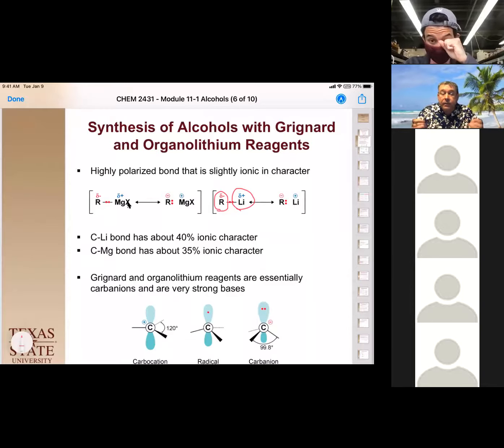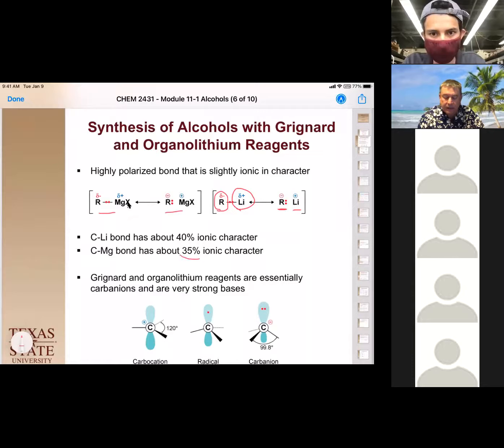Okay. So if that were to ionize, it would end up giving us a true nucleophile with a negative charge on our carbon, and then a counterbalancing positive charge on the metal. The same thing would happen in the magnesium here, but its ionic character is not as strong. So it is a little less nucleophilic than the lithium reagents.